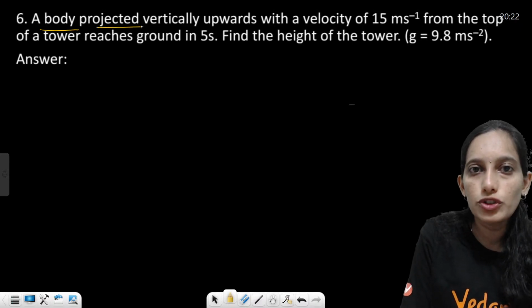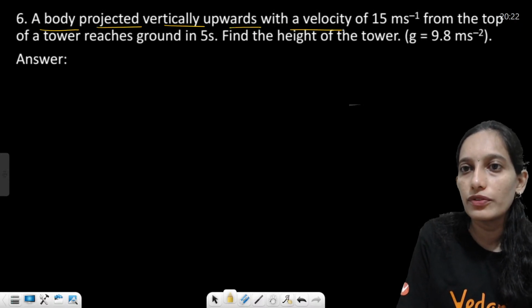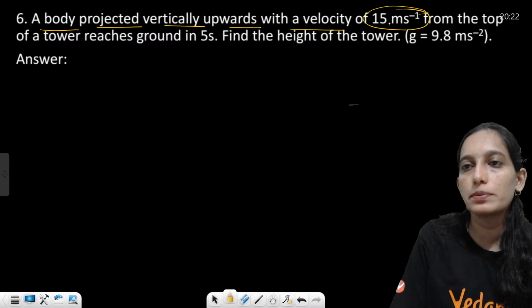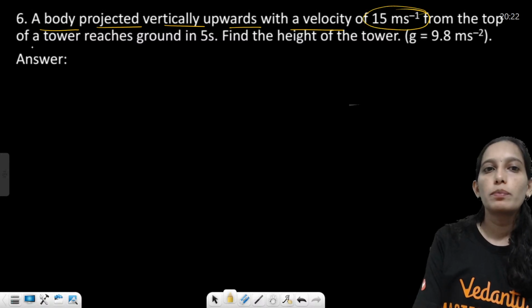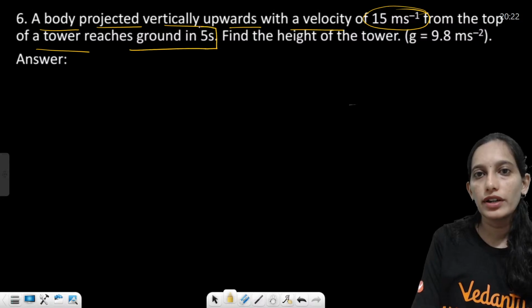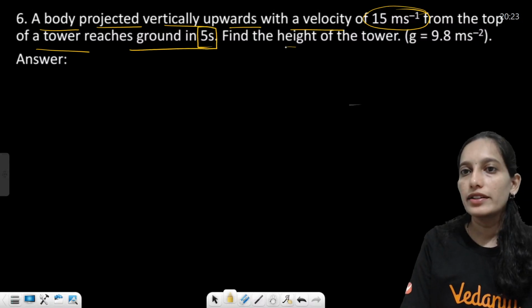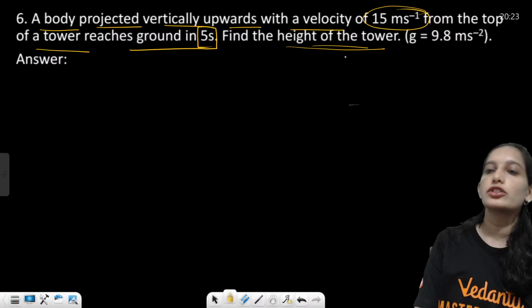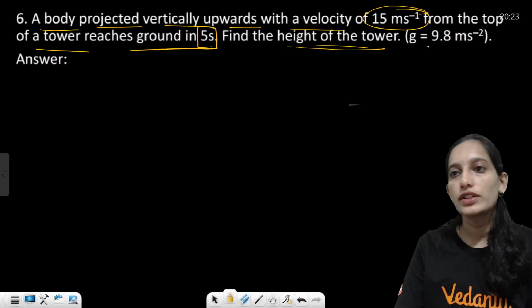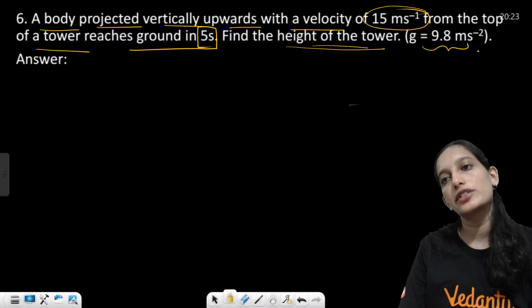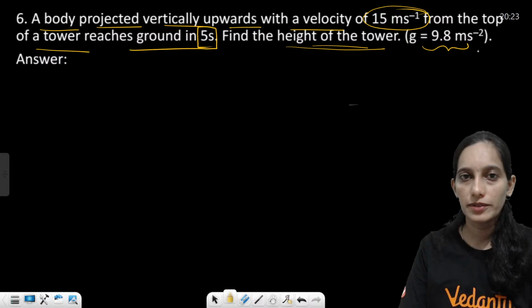A body projected vertically upwards with a velocity of 15 meters per second from the top of a tower reaches the ground in 5 seconds. Find the height of the tower. We are supposed to find out the height of the tower. The value of g is given as 9.8 meters per second squared.